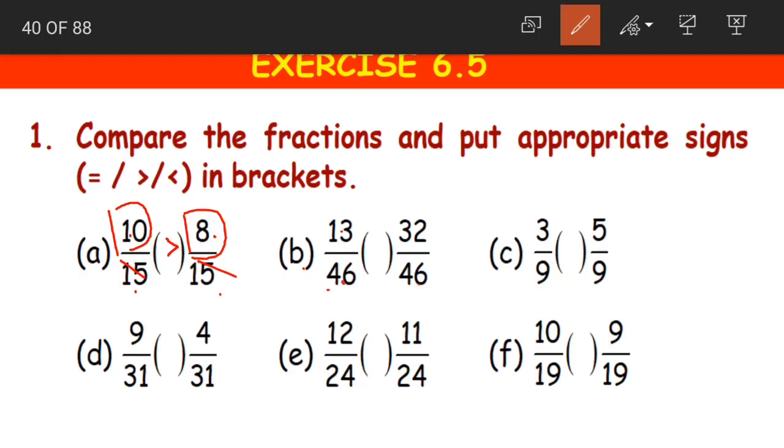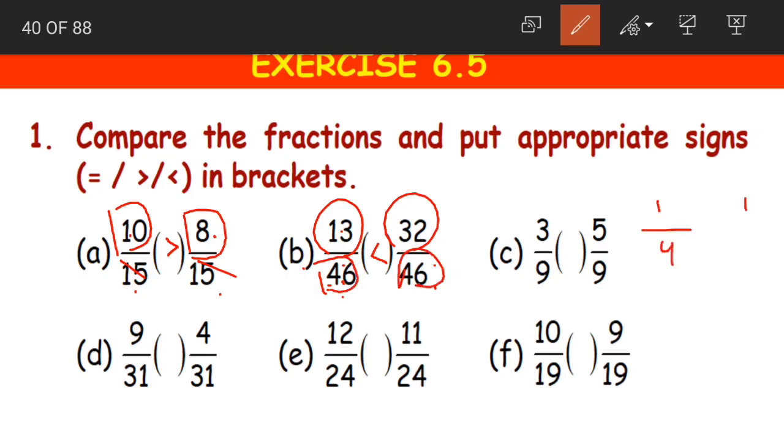Again the same, children, these are like fractions with the same denominators. Now upon comparing numerators, we can say that 13 is less than 32. So that is why 13 by 46 is less than 32 by 46. Again, an important point to remember is that this rule is applied only when the denominators are same.